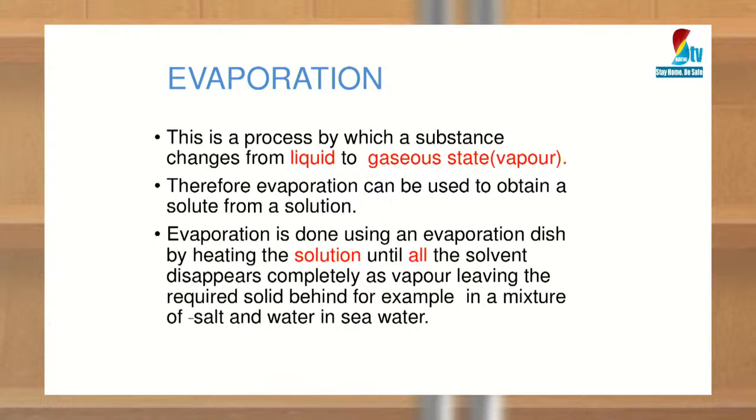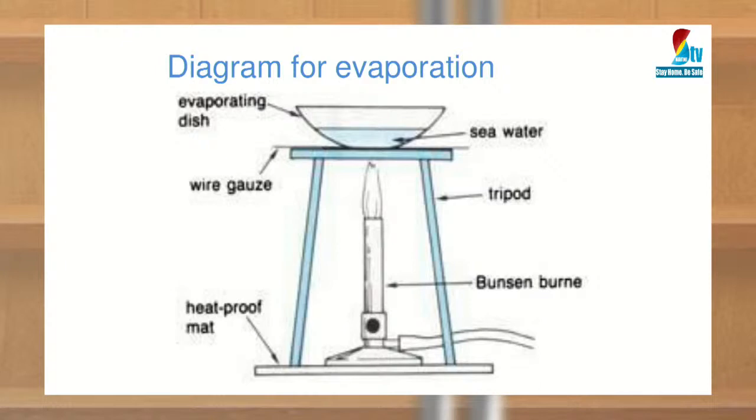Evaporation is done using an evaporating dish by heating the solution until all, please remember, until all the solvent disappears completely as vapor, leaving the required solid or solute behind. For example, if we want to get salt from a mixture of seawater. This is a diagram to illustrate evaporation.